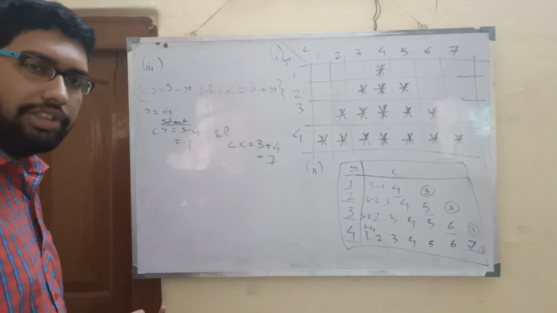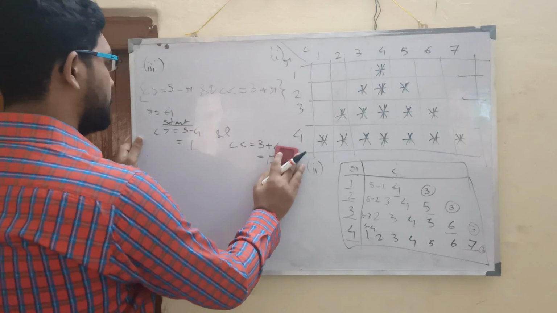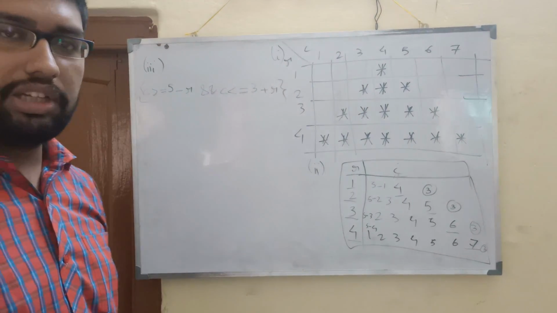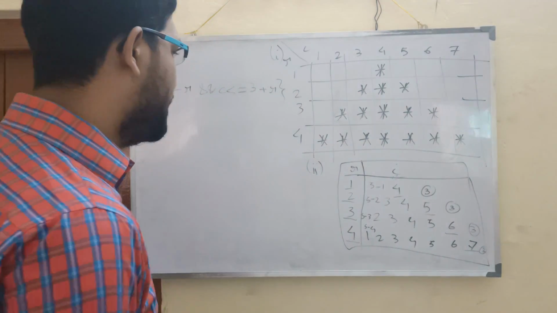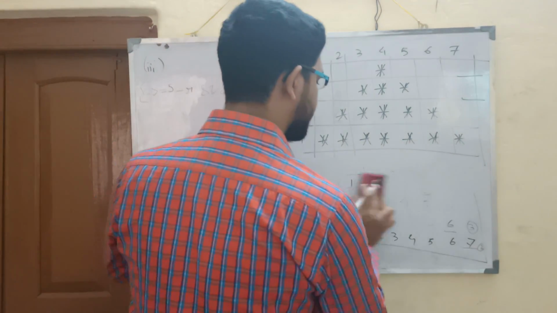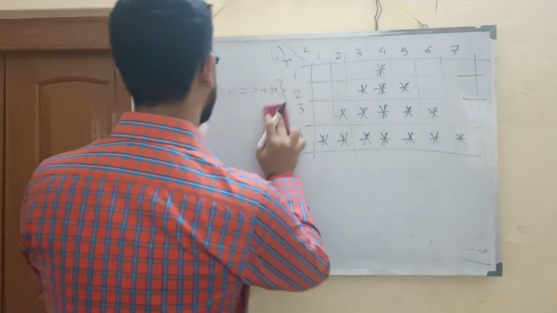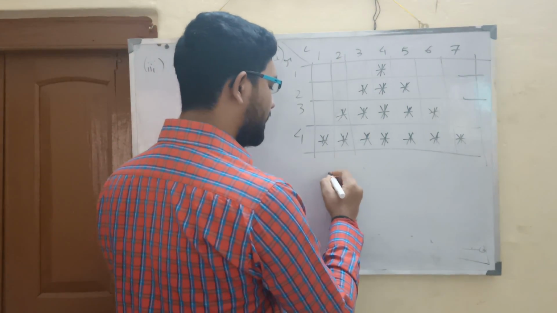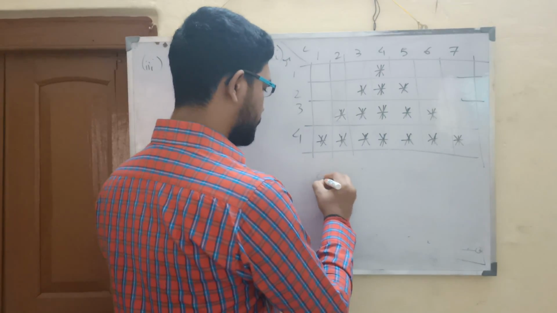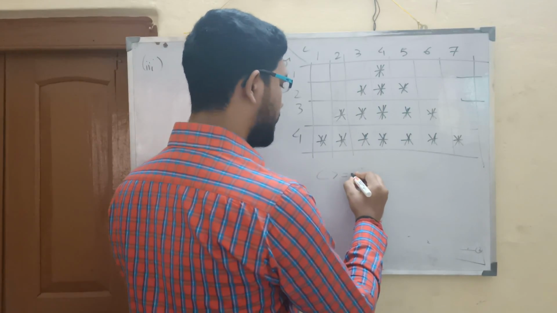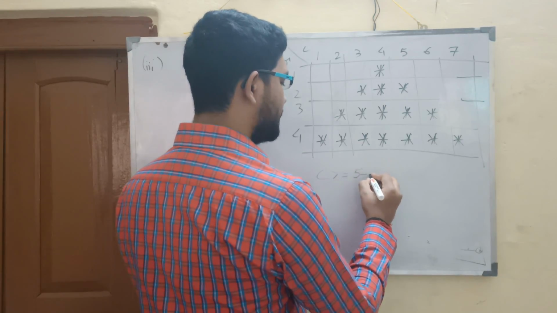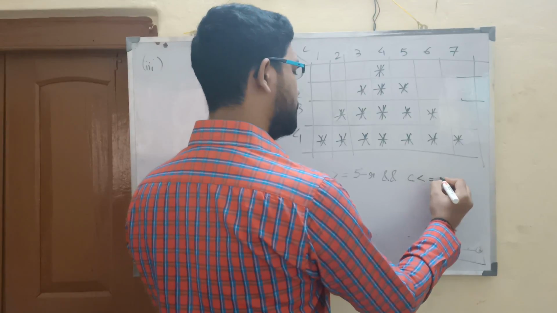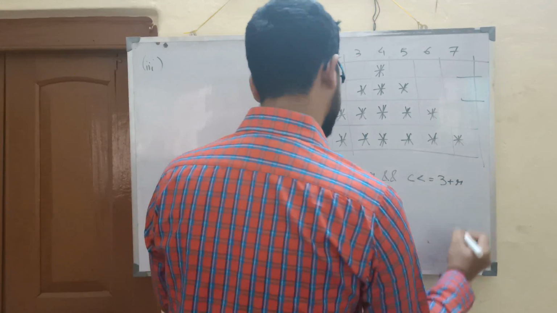So let us write down this final program. I'm just writing the main code part. It will look something like this. So the logic was what? C greater than or equal to 5 minus R and C less than or equal to 3 plus R.